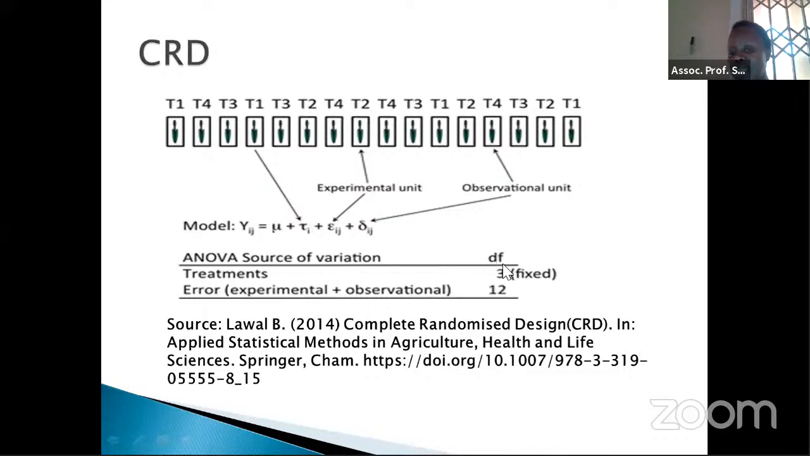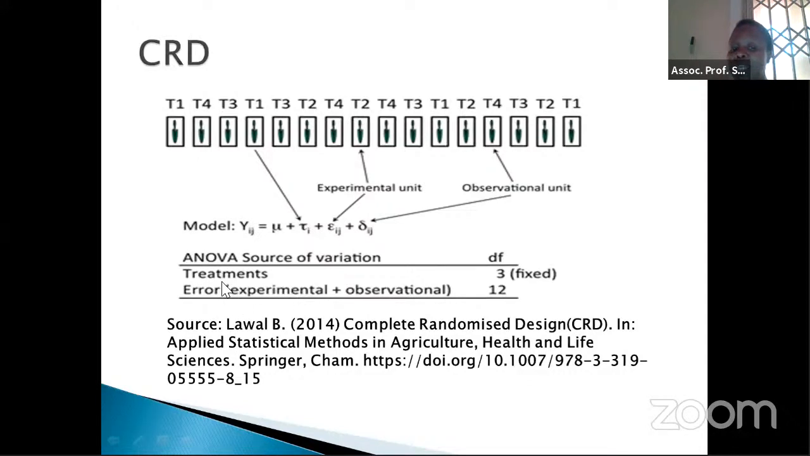So the degrees of freedom here, for treatments, it is the number of treatments minus 1. So here we have 4 minus 1 gives us 3. Now error, it is the number of experimental units minus the number of treatments. So we have 16 minus 4 treatments gives us 12. And the total, which is not shown, if you add 3 and 12 gives us 15. But there's this formula which is total number of experimental units minus 1 gives us the total degrees of freedom.